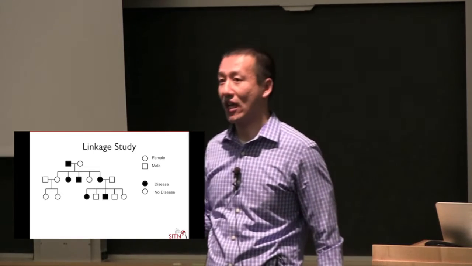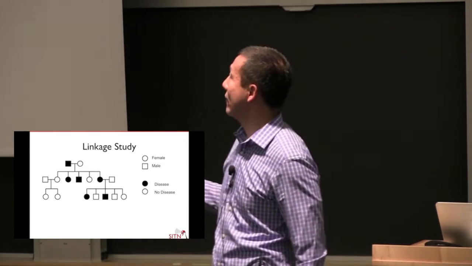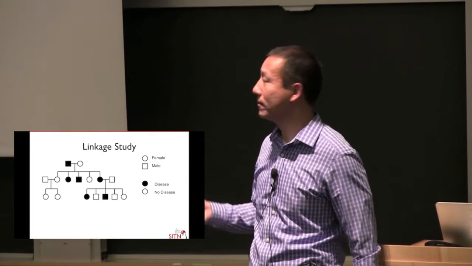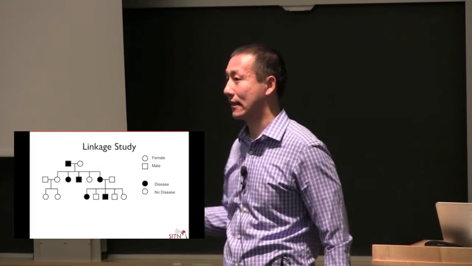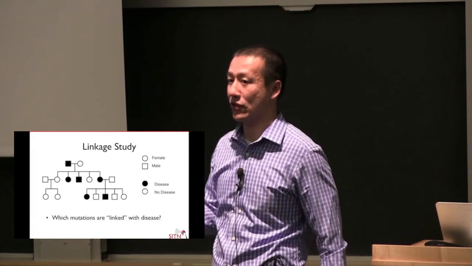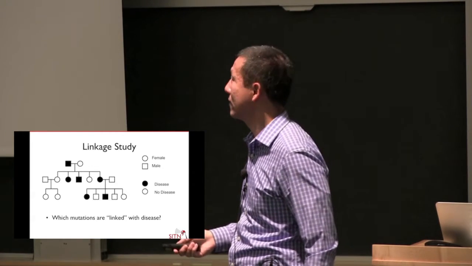And if the box is shaded, that means that the individual has familial hypercholesterolemia. And if the box is not shaded, that person is normal. And so we're going to find which mutations are linked to diseases. Again, this is a linkage study. So we're going to find out which mutations are present in only the people who have the disease and not in the people who don't.